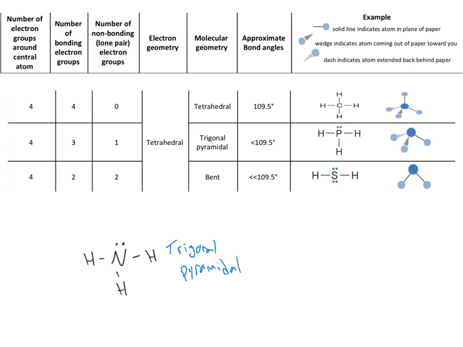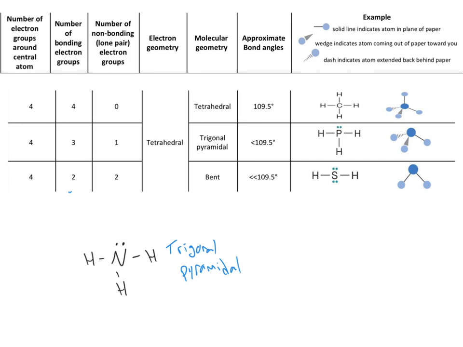Now, if we have 4 electron domains, but only 2 of those are bonding, and 2 are lone pairs, again, we'll have a tetrahedral electron geometry because we have 4 electron domains, but the molecular geometry when we have 2 lone pairs on the central atom is going to be bent, as in the case here of SH2. 1, 2, 3, 4 electron domains, but 2 of those are non-bonding. And so the shape of the molecule is going to look like this.